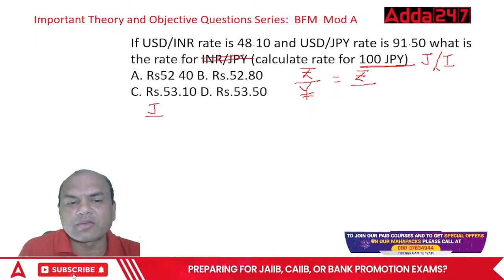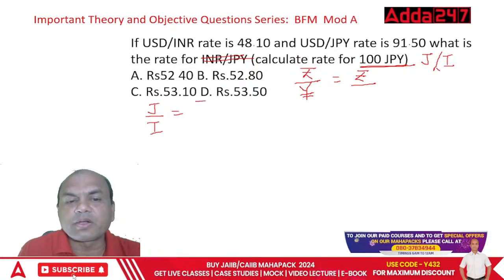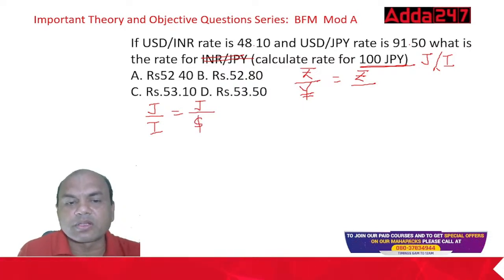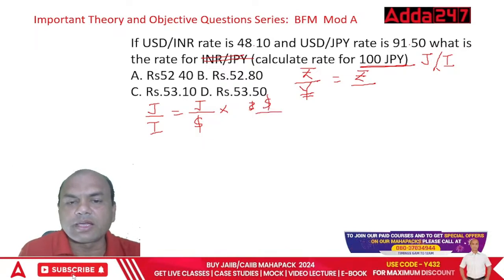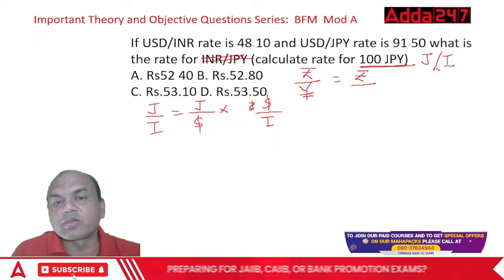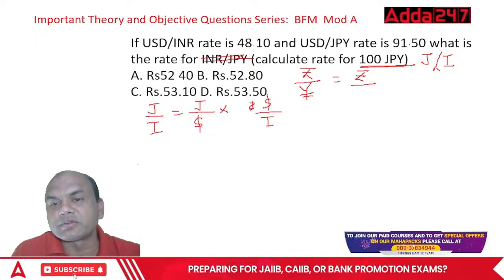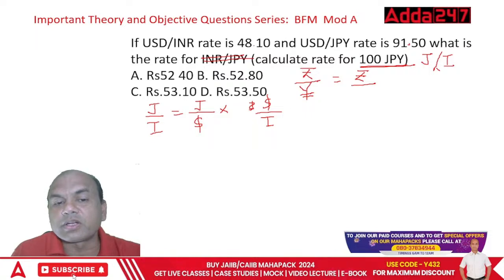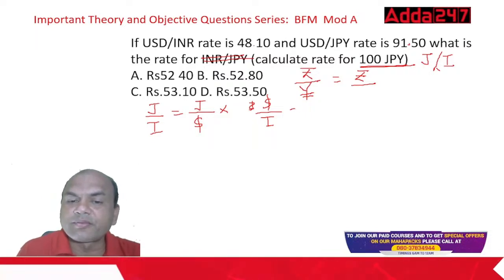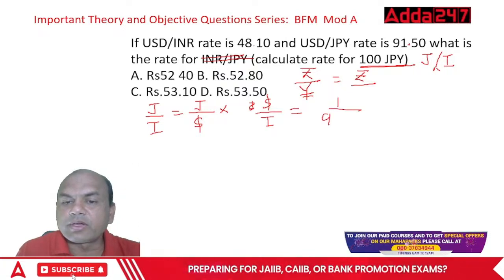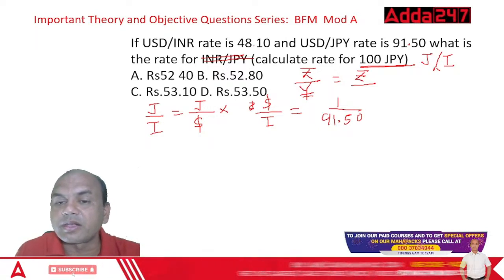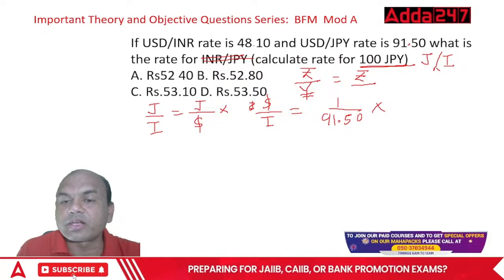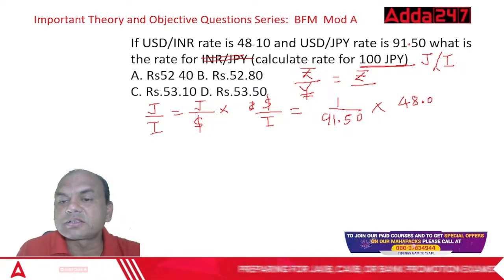Okay. So JPY to INR equals JPY to dollar into dollar to INR, right? Now what all do you have? See here, you have USD to JPY, 91.50. So dollar to JPY you are having. Now you want JPY to dollar. So you'll just reverse this. So it is 1 upon 91.50. See this, it's reversed, right? Because it's dollar to JPY and we want JPY to dollar into dollar to INR. It is 48.10.